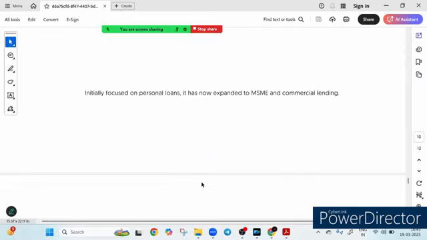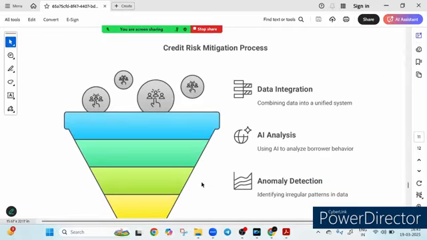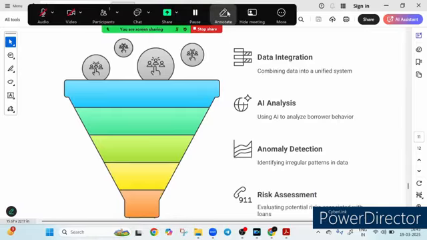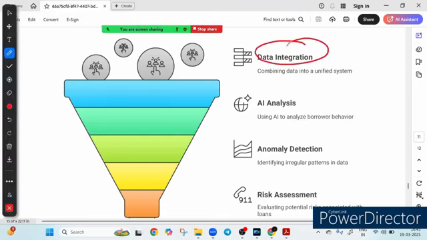Now, so friends, let's look at the credit risk mitigation process. So friends, now that we have automated loan processing, let's talk about something equally critical, which is mitigating credit risk. With loans expanding beyond personal finance into MSME, commercial sector, managing risk has become more sophisticated. Here is how banks are stepping up their game with technology. First thing they do is data integration, which means first all borrower information is gathered and consolidated into one unified system, no more silos.